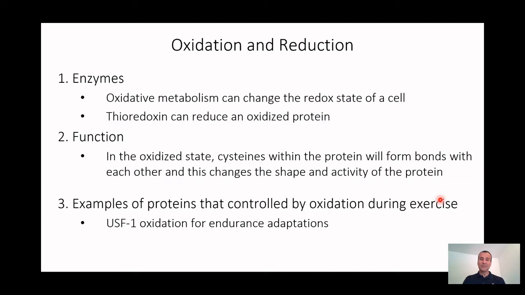An example of a protein controlled by oxidation during exercise, the one that I can really point to, is USF1, which is important in endurance adaptations, and we're going to talk about that a little bit.